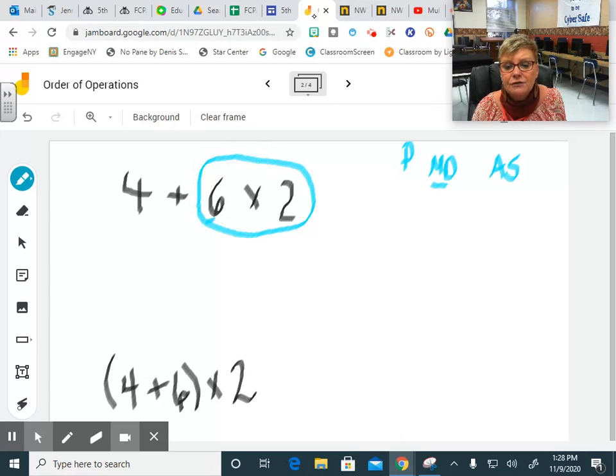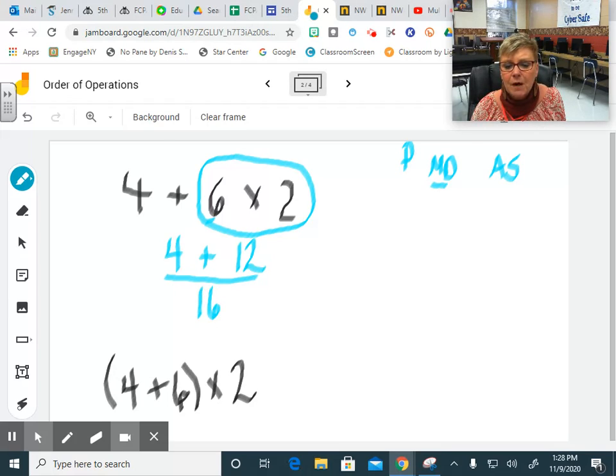6 times 2 is 12. Now I just go back and get the rest of my problem that I haven't done yet. Bring it down. I've only got one thing left to do now, which is add. 4 plus 12 is 16. So just one step at a time.